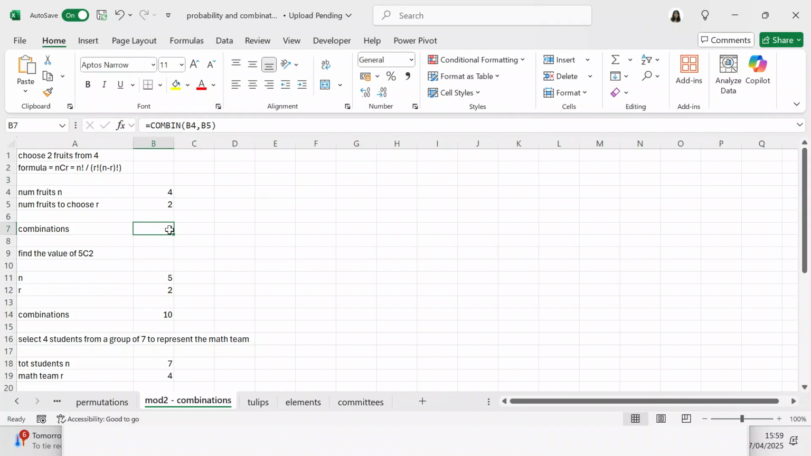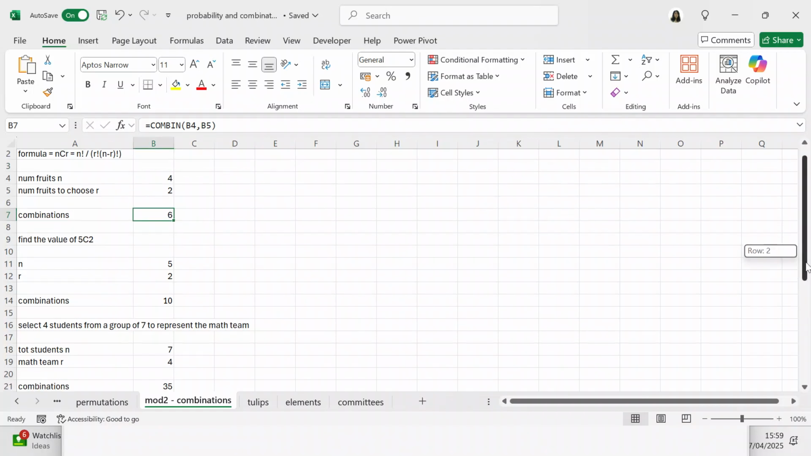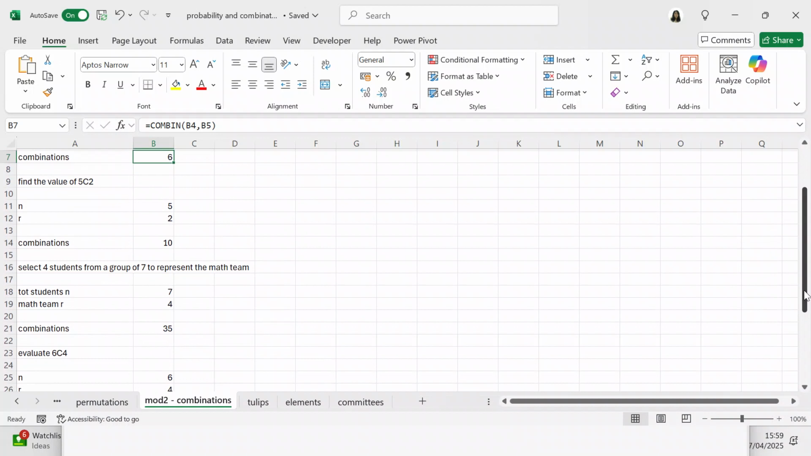The combination equals COMBIN(B4, B5), so that's COMBIN(4, 2), and it gives you a result of 6. The next question is find the value of 5C2. So n is 5 and r is 2, and the combination equals COMBIN(B11, B12), or COMBIN(5, 2), and it gives you an answer of 10.